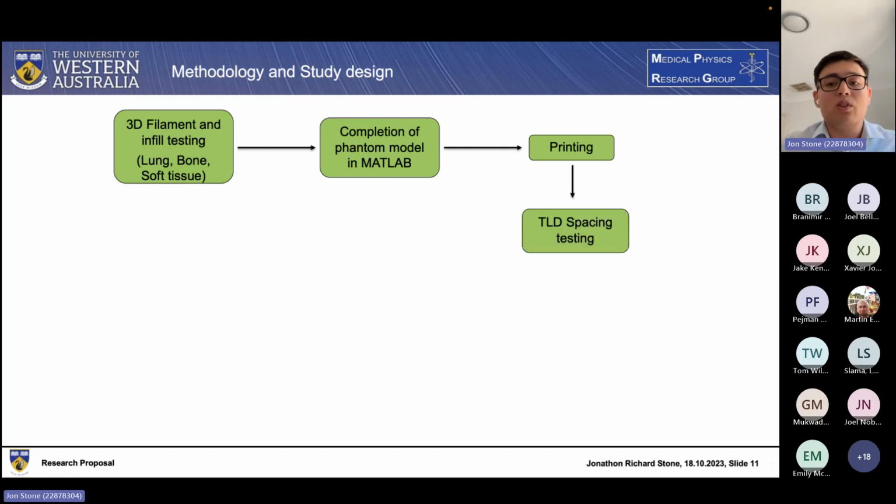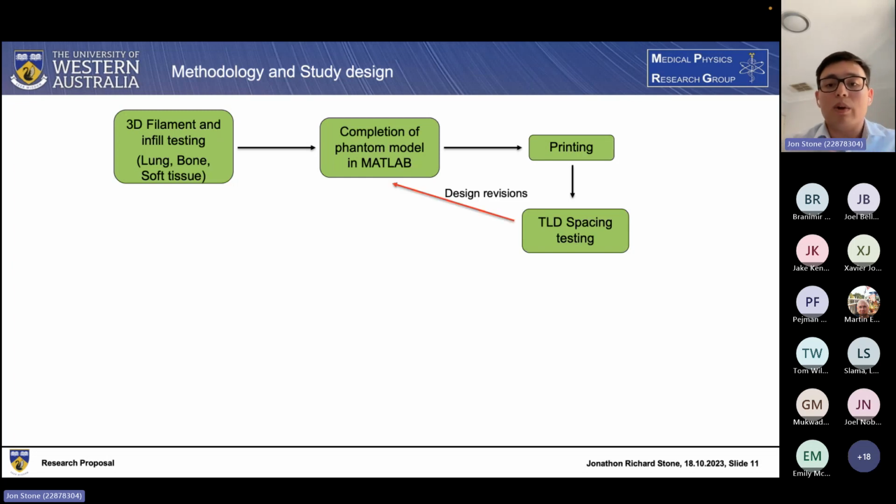And then after that, we'll need to do some TLD spacing testing. So we want to maximize the amount of TLDs in the phantom as possible. Like Tom said earlier, because TLDs are known for their uncertainty sometimes. So if we maximize the amount of TLDs, we're going to reduce the amount of statistical uncertainty. But we also don't want to pack too many in because the crystals themselves in the TLDs may perturb the beam, especially in the lung and soft tissue regions. So we'll need to do some optimization testing.